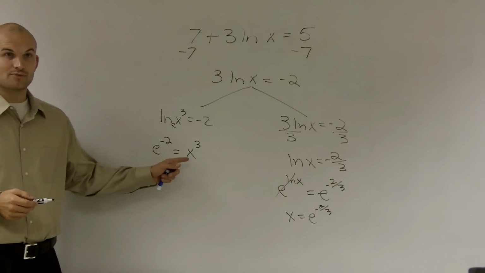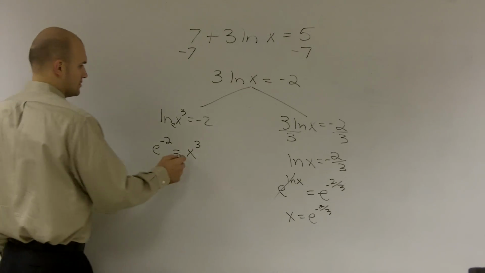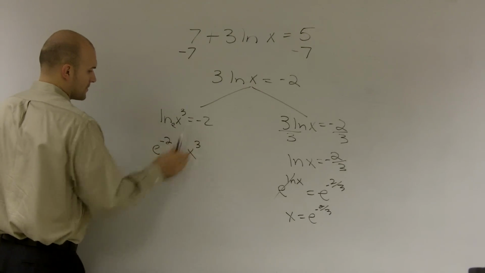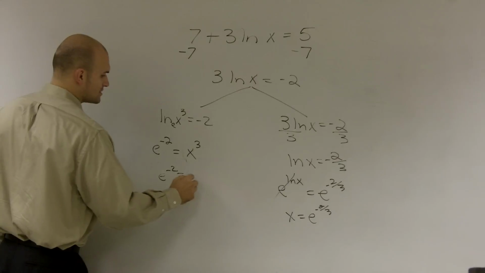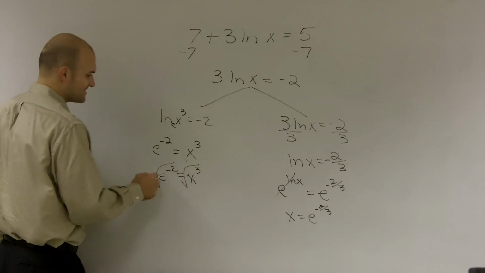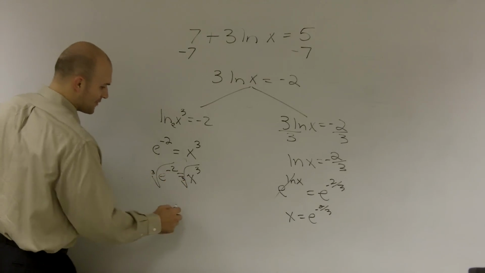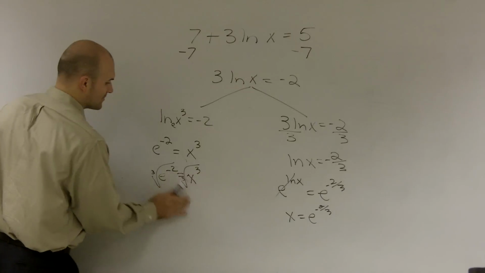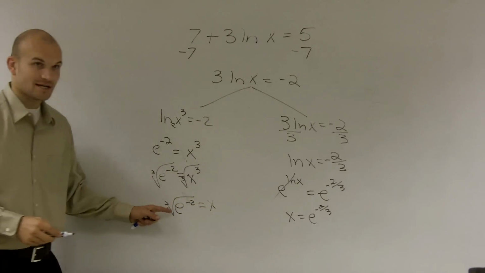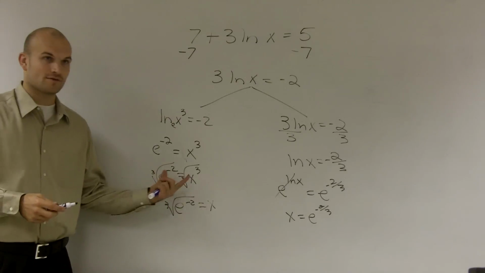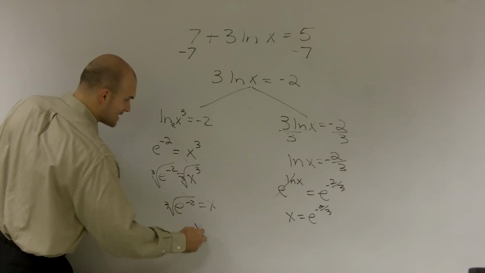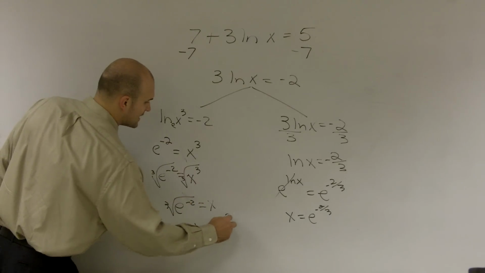Here, to get rid of the cube root, let's just write it on the next bar. So this is e to the -2 equals x cubed. I get rid of my cube root. Isn't it amazing? Therefore, I get the cube root of e to the -2 equals x. And remember we talked about transferring from a root to a rational exponent. This is going to be the same thing as x equals e to the -2/3.